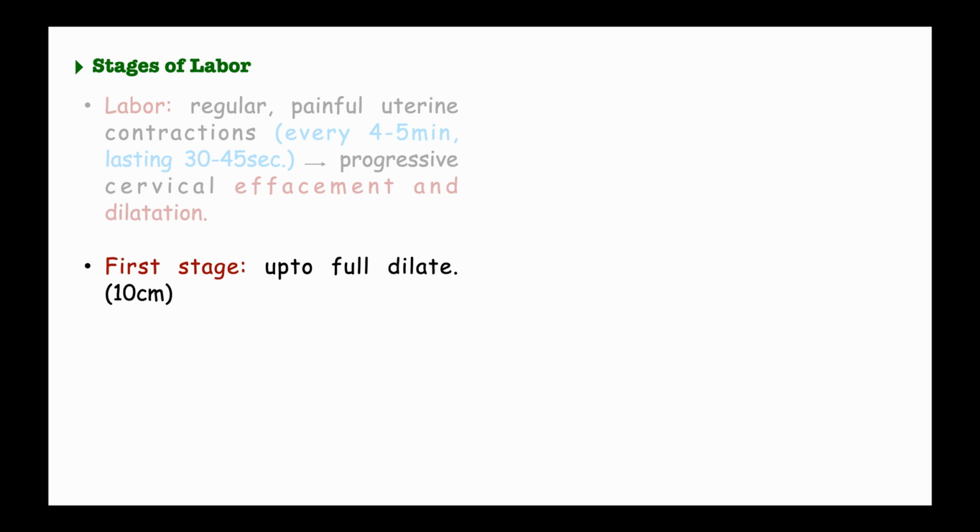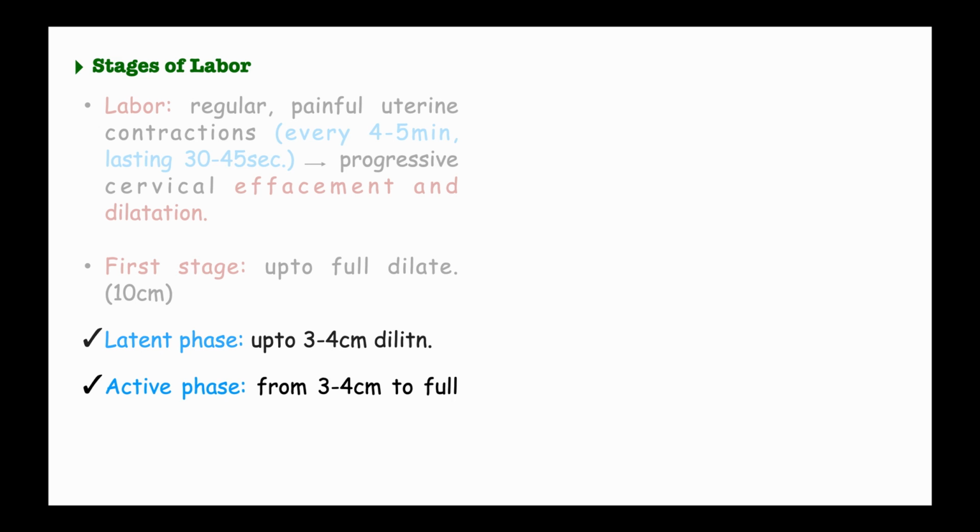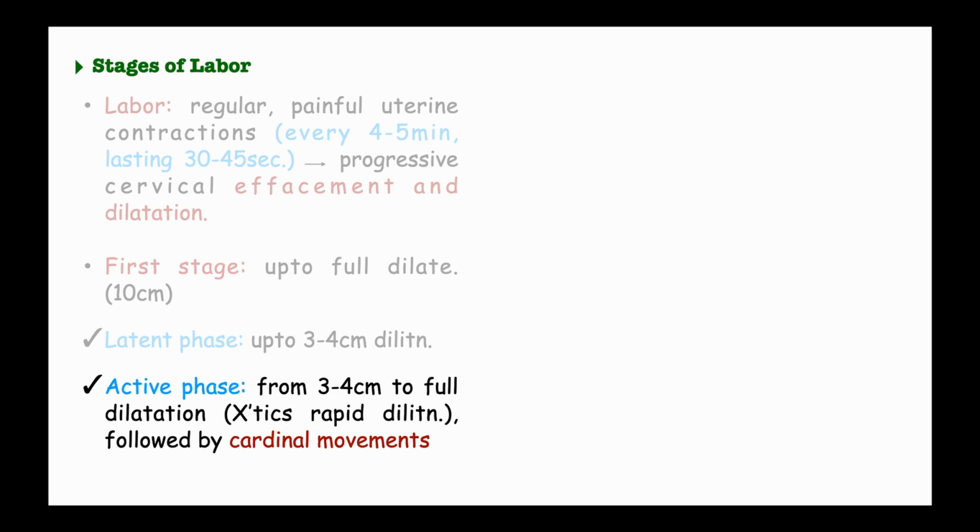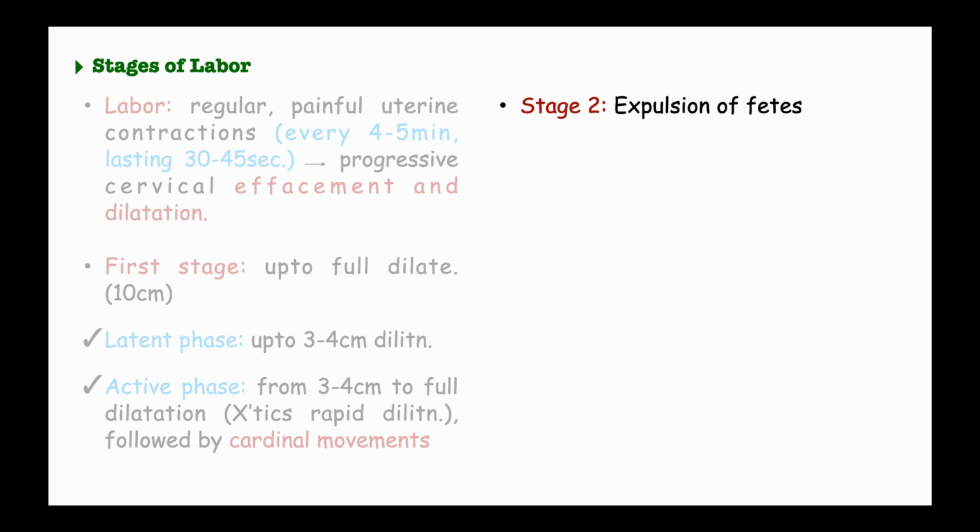Now this first stage of labor is divided into two phases. We have the latent phase, which is from 0 to 3 or 4 centimeters dilatation of the cervix. Then we have the active phase, which is from 4 centimeters to full dilatation of the cervix, characterized by rapid dilatation of the cervix, and it is followed by the cardinal movements. Now, we also have the second stage of labor, which is typically the expulsion of the fetus.